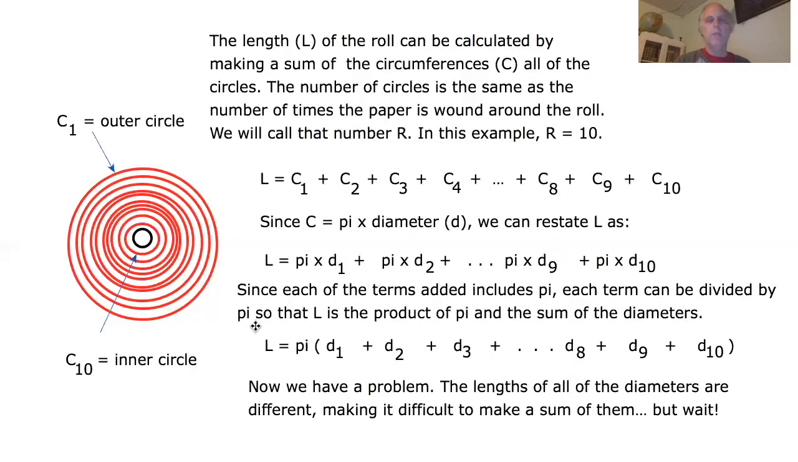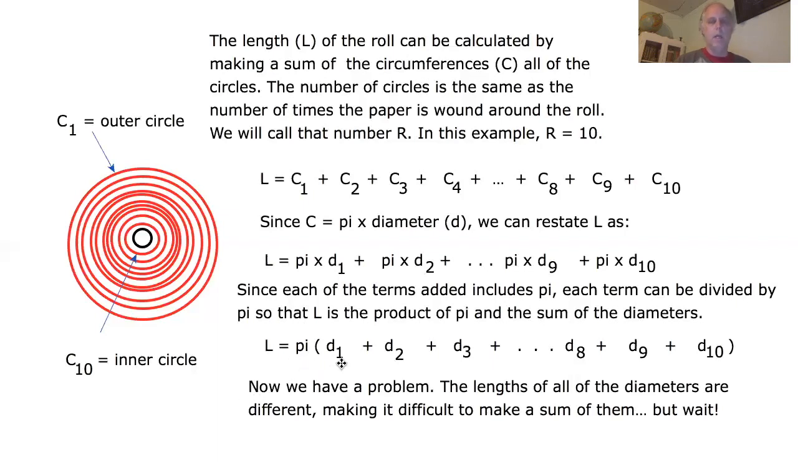So since each of the terms includes pi, pi can be factored out, so that L is the product of pi and the sum of the diameters. So here pi is taken out of the brackets, so to speak, and what's left in the brackets is the sum of d1 plus d2 plus d3 all the way up to d10. That sum is in brackets, and the whole thing is being multiplied by pi. So in this case, these two equations are identical to each other. Okay, so far so good.